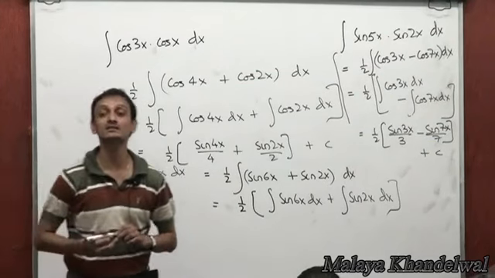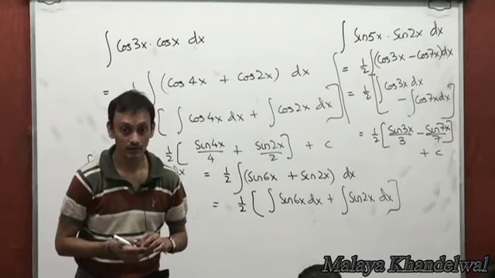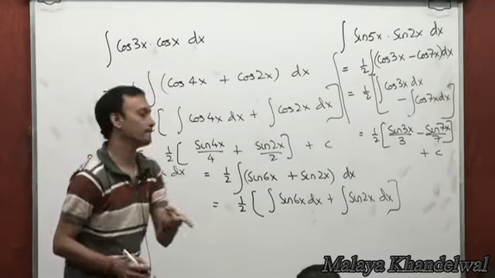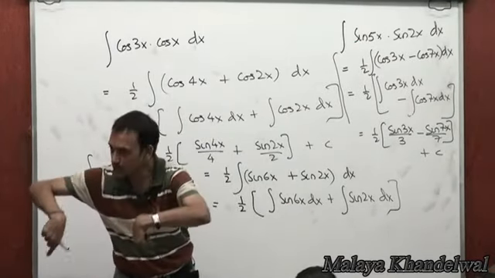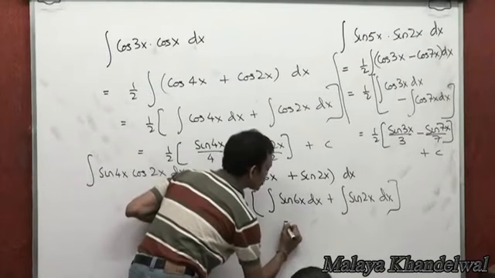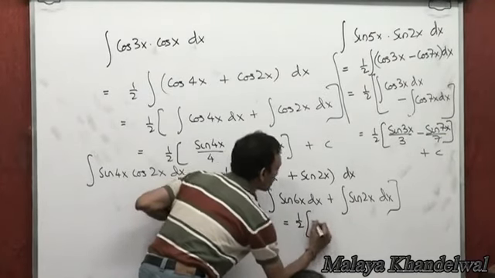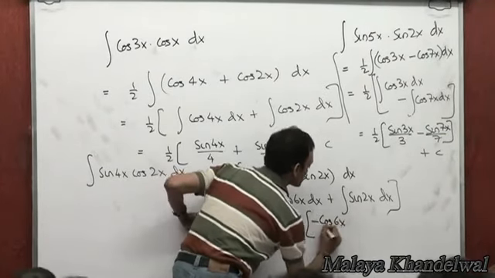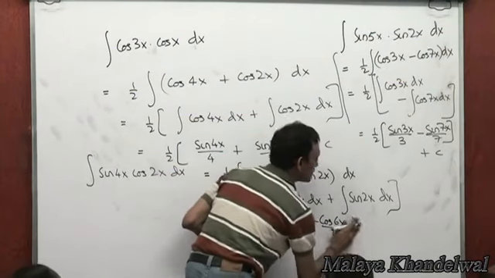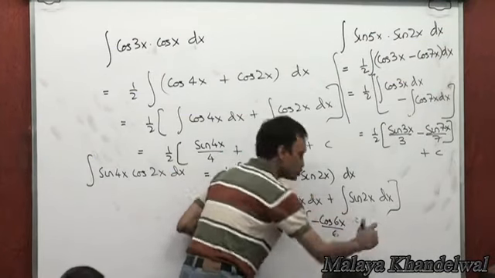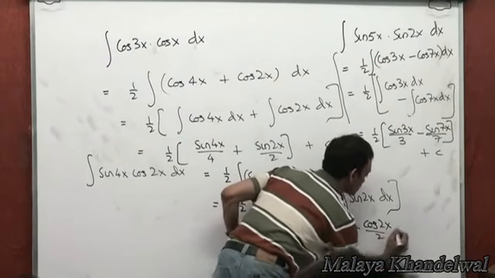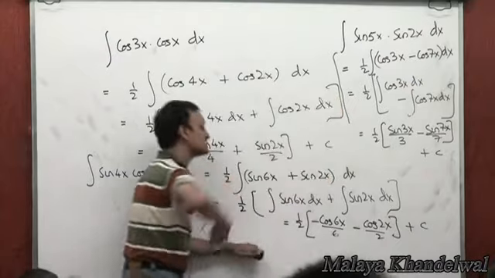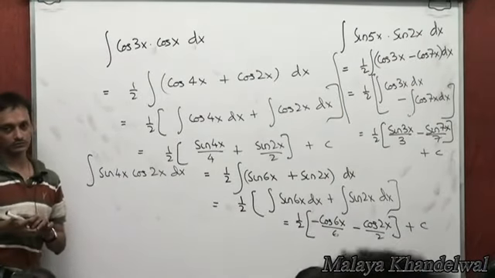Hey, what's the integral of sin mx? Minus cos mx by m, right? So sin 6x would be minus cos 6x by 6. So that's going to be half of minus cos 6x by 6, and this would be minus cos 2x by 2. And then there is a neat c sitting there.